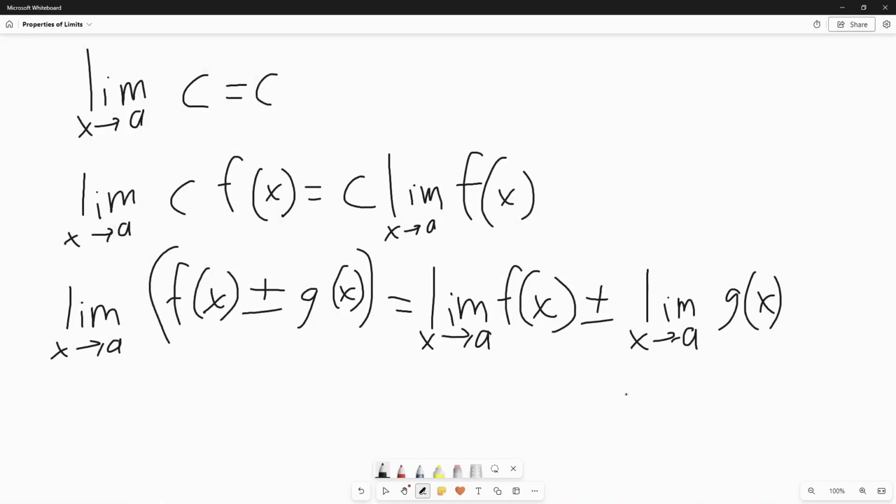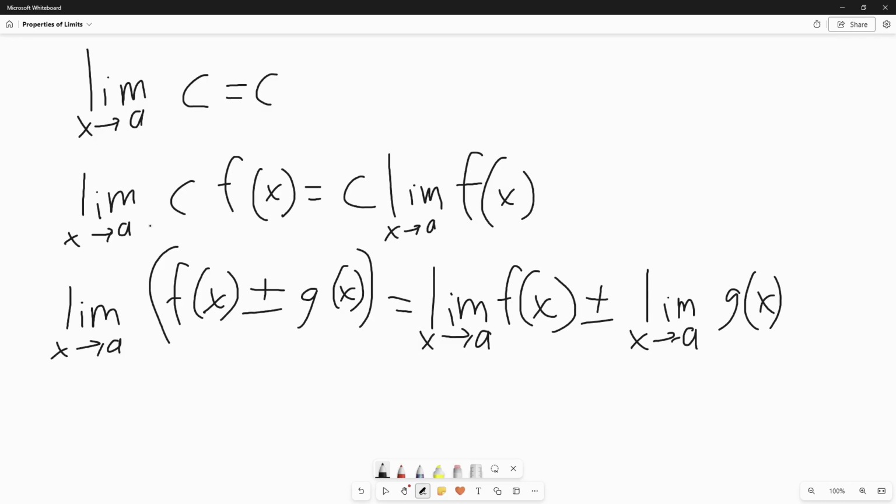So here I've written some rules or properties for limits, and these are all assuming that the limits of f of x and g of x exist for all of them. So for the first one, the limit as x approaches a of c, if c is a constant like 10 or 3, then that's just c. So the limit as x approaches whatever value of 10 is just going to be 10.